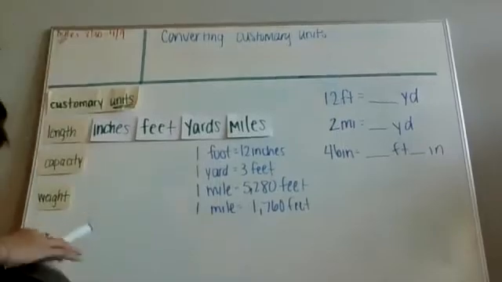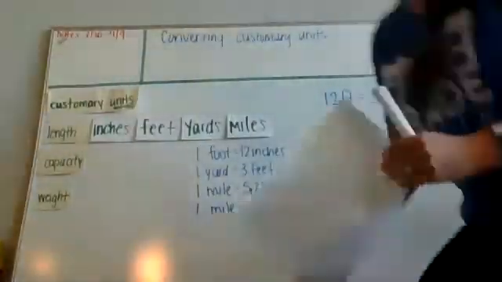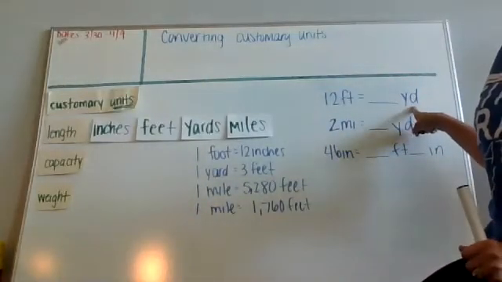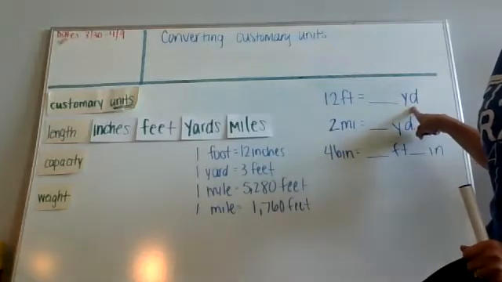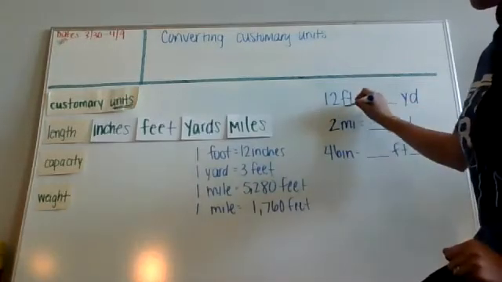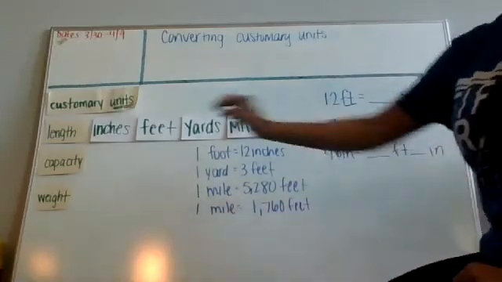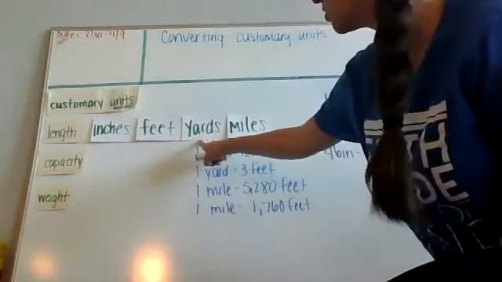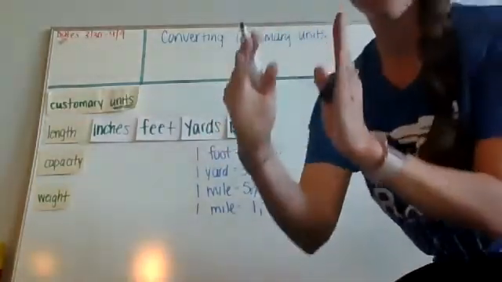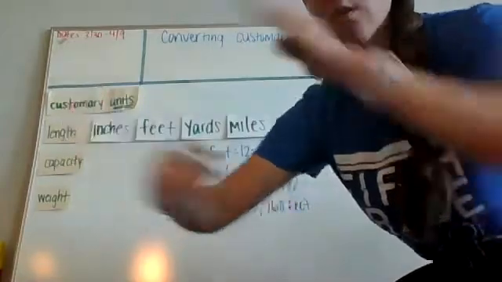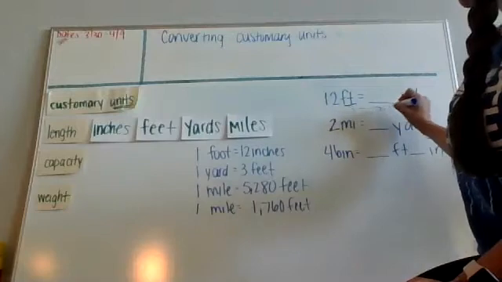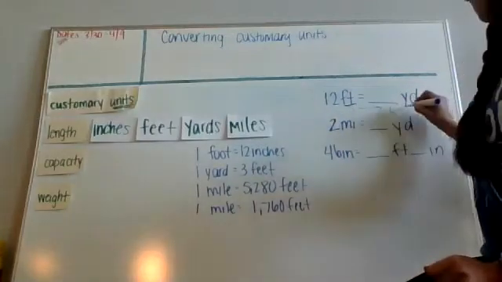So for the first practice problem, we have 12 feet equals how many yards? So I need to first say, am I going from large to small or small to large? I'm going from feet to yards. Well, over here, we can see that feet are smaller than yards. So I'm going from small to large, so I divide. Okay, so small to large equals divide.